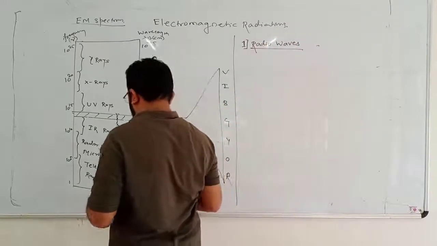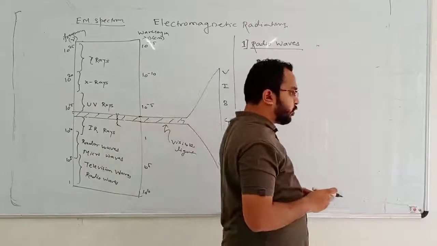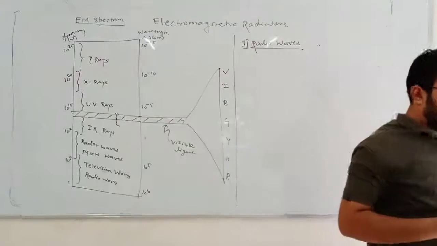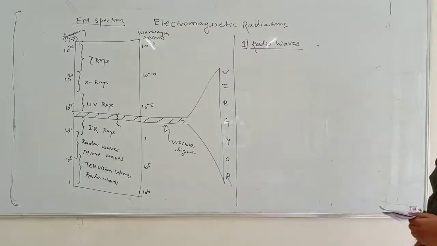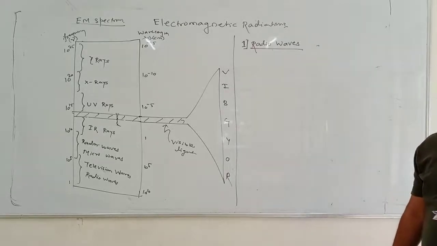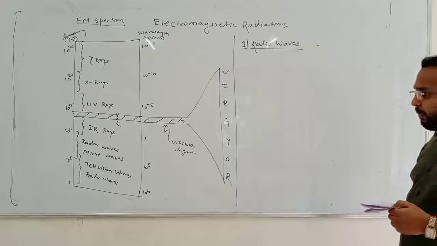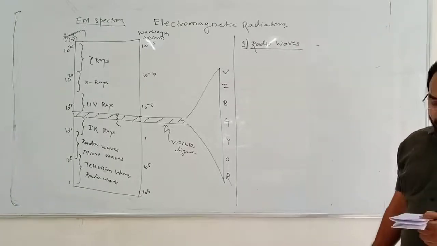Radio waves. These are produced by accelerated motion of charges in conducting wire. Wire मध्ये charge conduct होत असेल, then these waves are produced. The frequency depends on the inductors and capacitors. Okay.